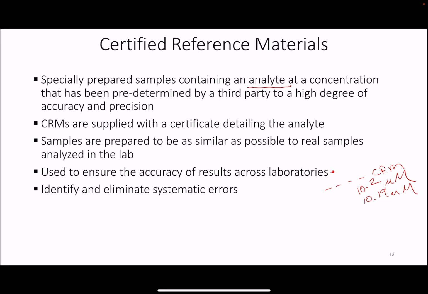So what you end up doing is both labs run a CRM, and then we can intercalibrate fairly easily. It also allows you to identify and eliminate systematic errors. If you're consistently measuring your CRM at, let's say, 10.7 micromolar, it means you have some sort of contamination in your lab, right? Because you're adding something that isn't actually in the sample. Similarly, if it's just all over the place, you're always getting some random number, it means you've got serious problems in your methods.